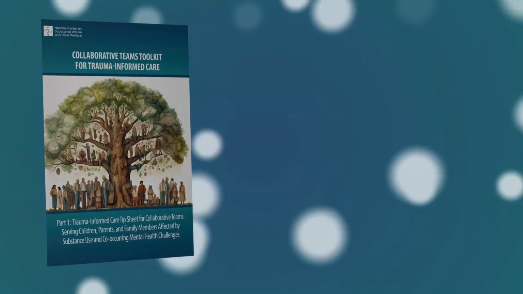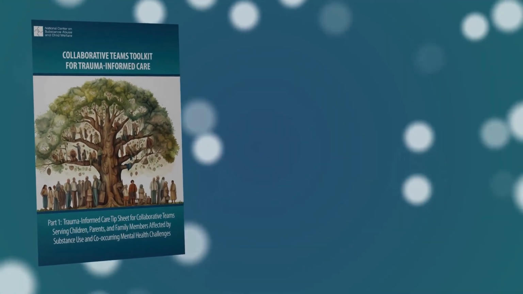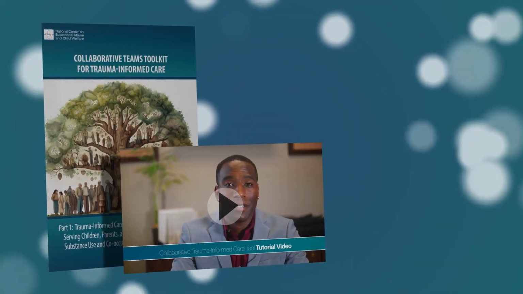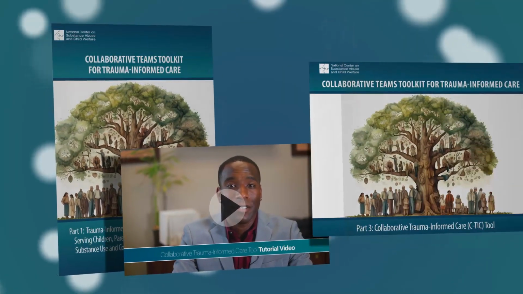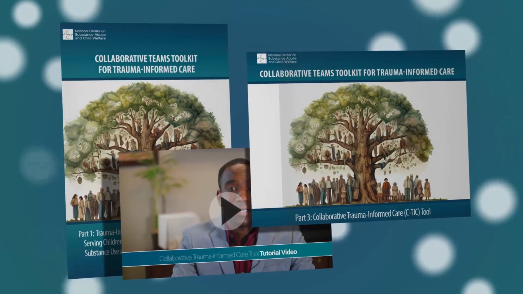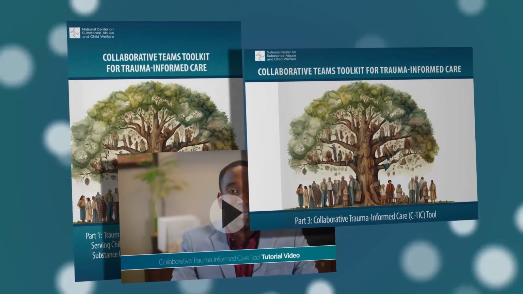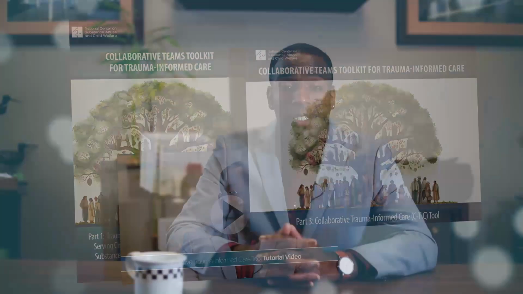Overlaid is an image of the Collaborative Teams Toolkit Trauma-Informed Care Tool, titled Part 3, Collaborative Trauma-Informed Care C-TIC Tool. This toolkit is comprised of 3 parts: the Trauma-Informed Care Tip Sheet, the Trauma-Informed Care Tutorial Video, and the Collaborative Trauma-Informed Care Tool, or C-TIC. The speaker appears on screen. Part 1, the Trauma-Informed Care Tip Sheet, offers an overview of trauma-informed care.